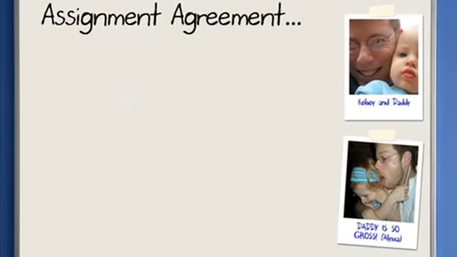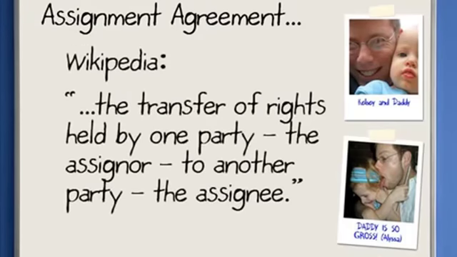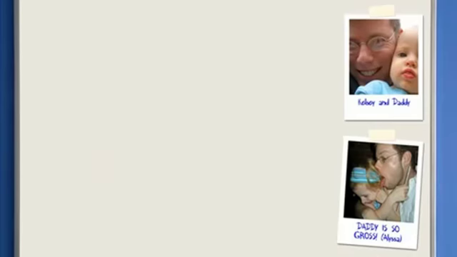And why don't we just start by defining quickly what an assignment agreement is. Wikipedia says it's the transfer of rights held by one party, the assignor, to another party, the assignee. Now, that's a pretty simple explanation, and it wraps it all up in a nice little nutshell for you, but let me illustrate kind of a boilerplate example of how this works in the real day-to-day real estate investing world. So you've got Johnny Q.